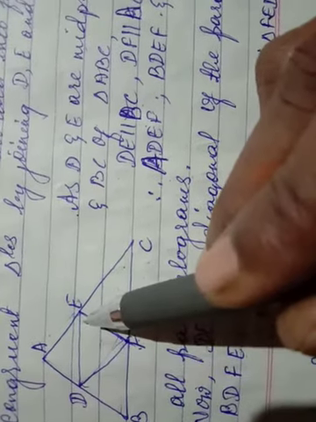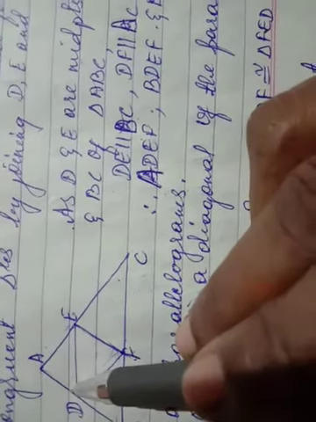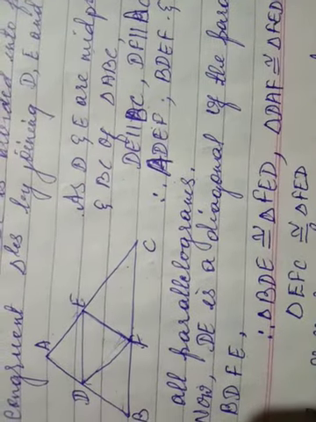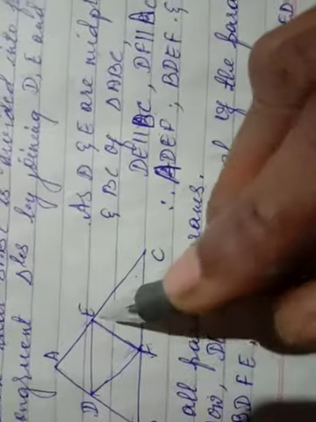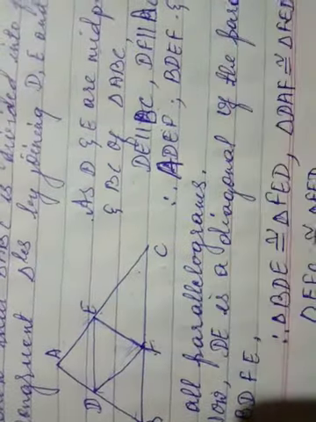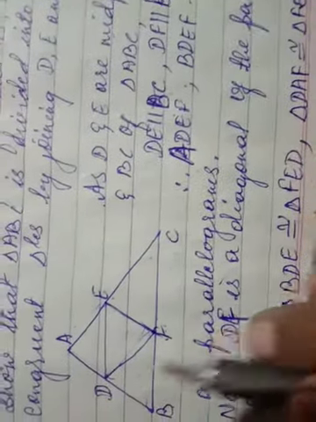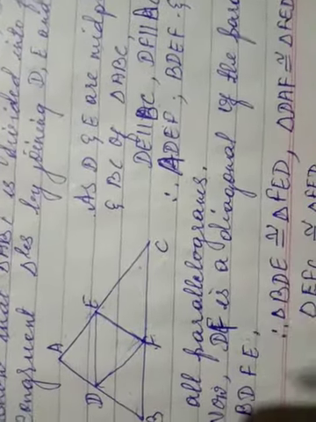DE is a diagonal of BDFE. DE is a diagonal of the parallelogram BDFE. No. DF is a diagonal of parallelogram BDFE. Okay, please correct this one also.